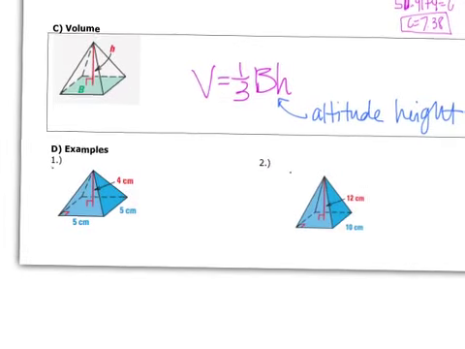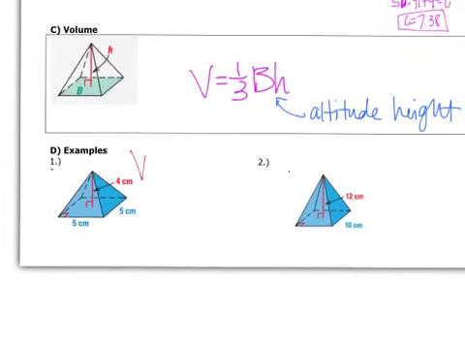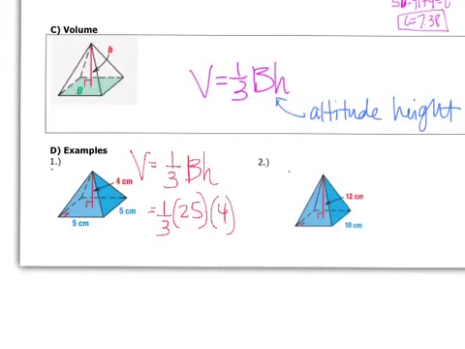So if we're looking at the first example, volume is going to be 1/3 of the area of the base times the height. We can bring down that 1/3. If our base is a square, Bailey, what's the area of that base going to be? It would be 25. And then what's the height of the pyramid? 4, very good.